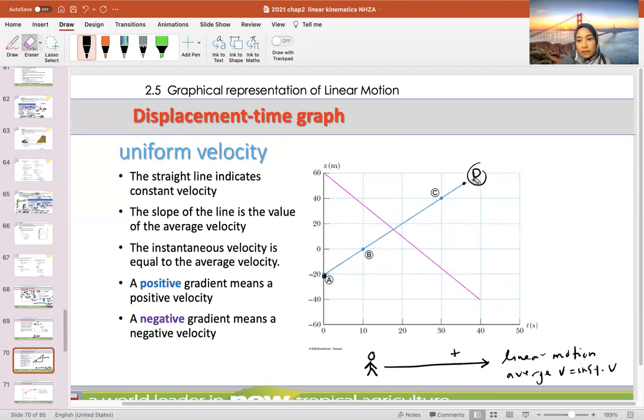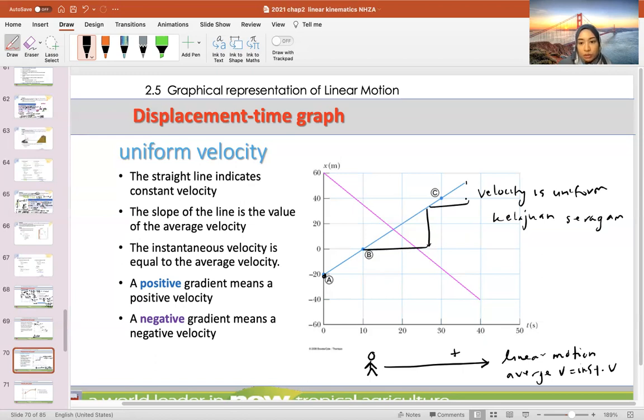So this graph tells us velocity is uniform. What does uniform velocity mean? It means kelajuan yang seragam lah. Tak ada laju, tak ada slow, sama je. Macam mana kita tahu? Kita tengok gradient dia. Gradient dia kat semua tempat sama. Maksudnya V1 equals to V2 equals to V3. Sama je at all points.